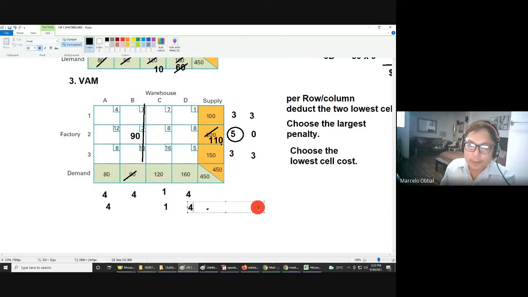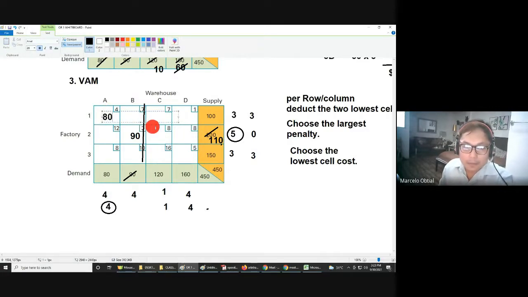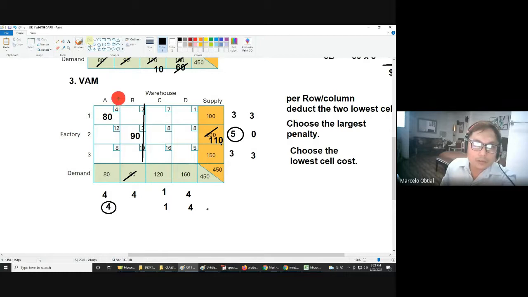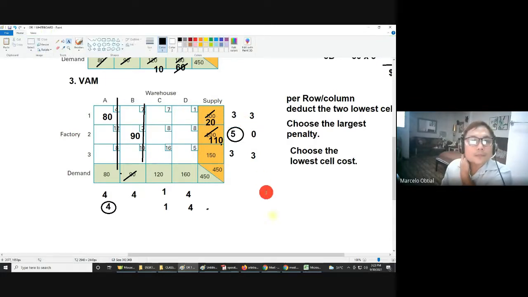Choose the biggest penalty. In this case, dalawa yung pagpipilian natin, no? 4. Choose arbitrarily. So, pipiliin ko yung una. Okay? Then, choose the lowest cost. 4. Okay? So, dito tayo maglalagay ng value. So, between 80 and 100, you can put only 80. Okay? So, cross out. Okay? So, maiwan dito is 20. Okay? 20. Next, repeat the procedure.